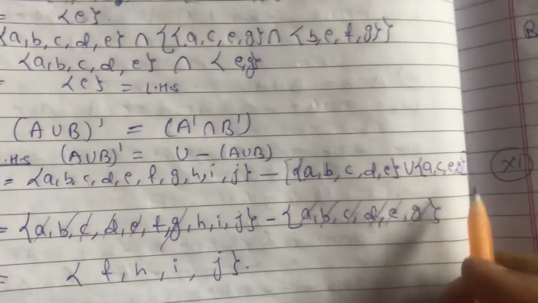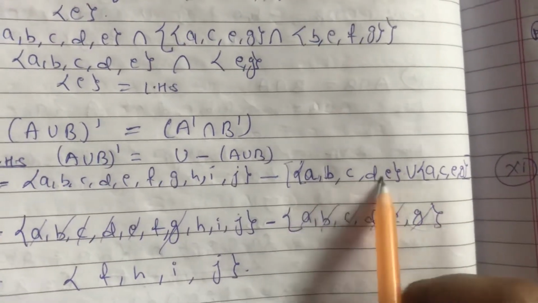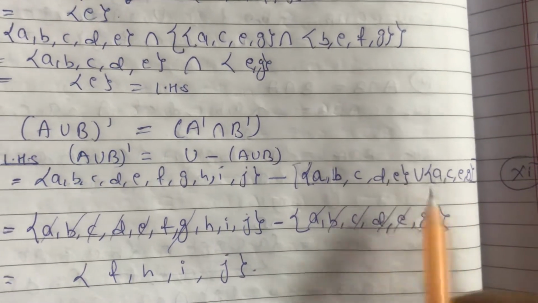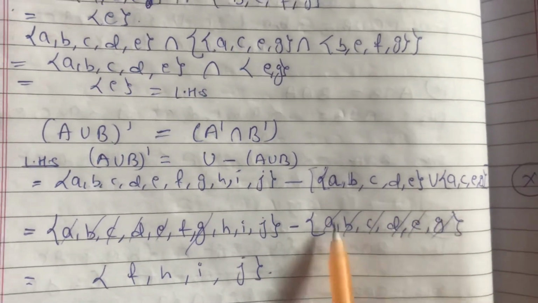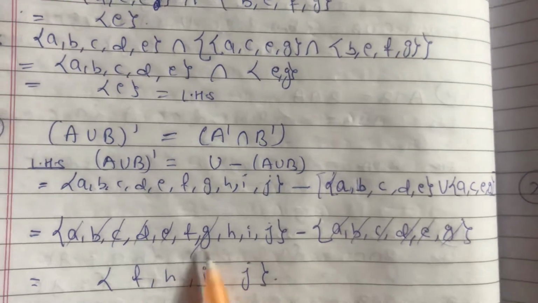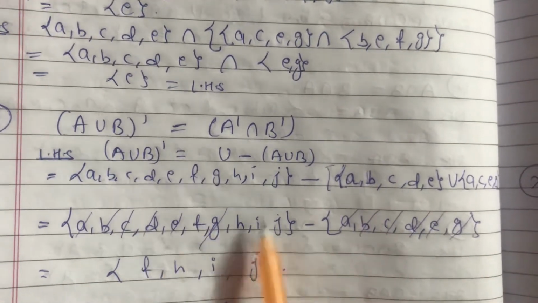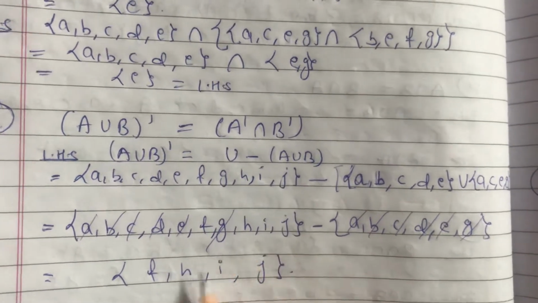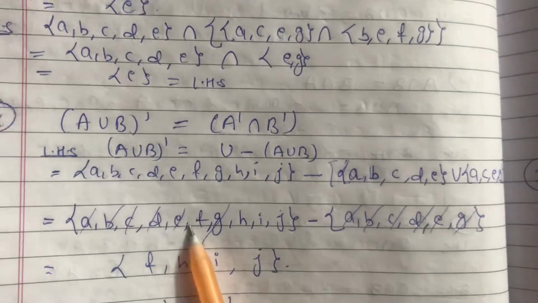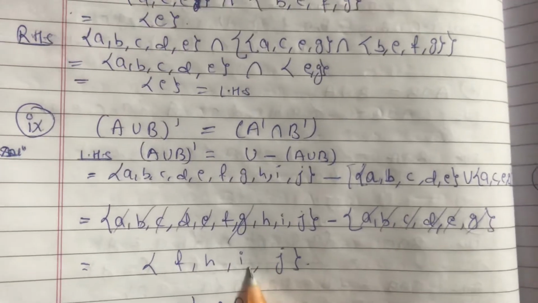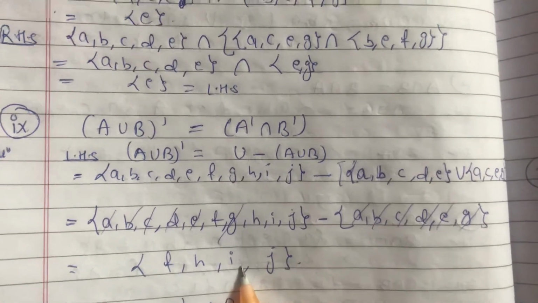So A union B value is how much? This is my set A, this is my set B. So A union B, I have this and I have to subtract it from the universal set. While subtracting, we know that we'll cancel out all the terms and we'll write the left out terms which are present in the first set. So these are the elements which are present in the first set. So this is the result of the complement of A union B.